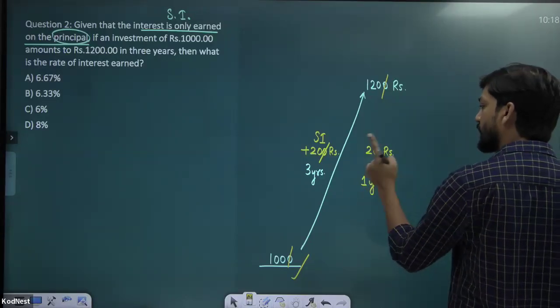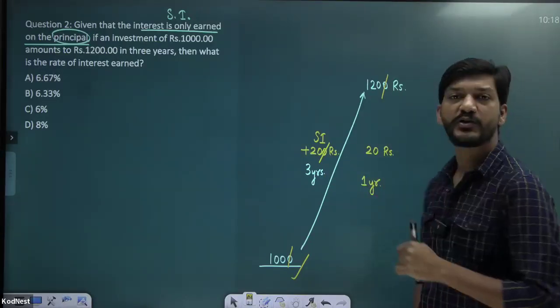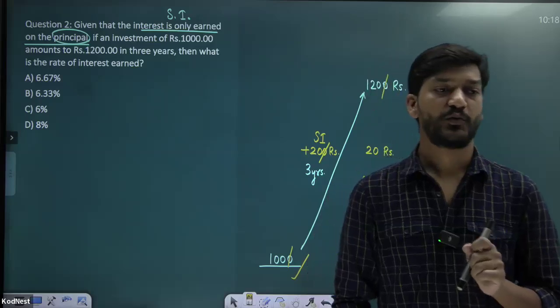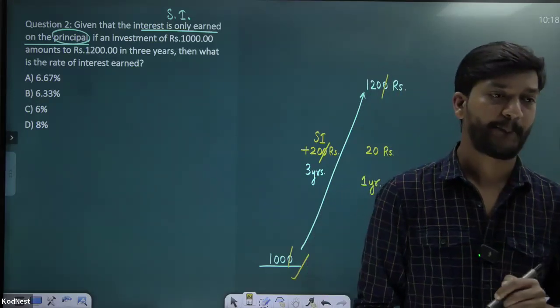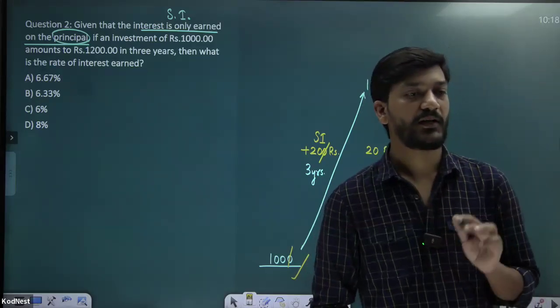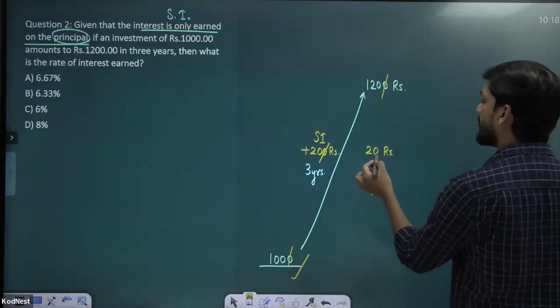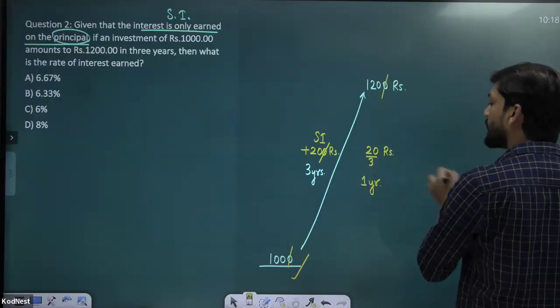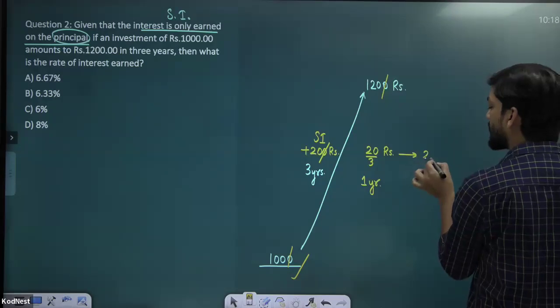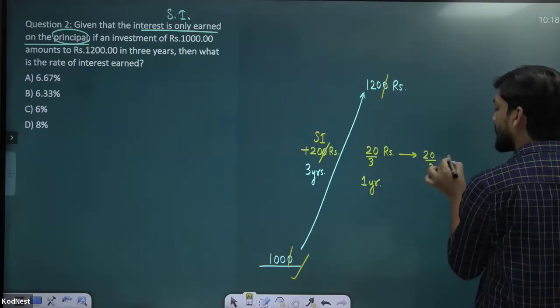20 rupees interest for 3 years. But for 1 year, how much? How much will you save? 20 rupees for 3 years. For 1 year, how much? 20 by 3. So 20 by 3 rupees. And that is your percentage also. 20 by 3%.